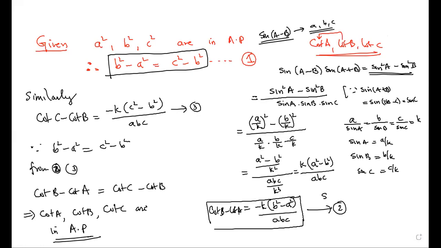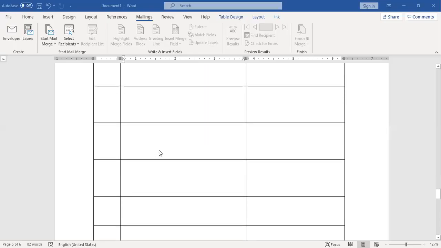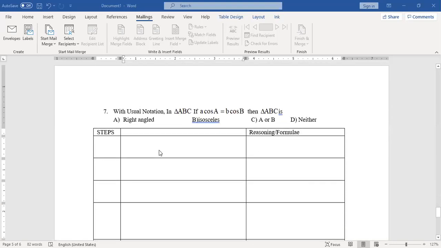Can we go to the next problem? Are you ready? Yes, sir. So write down the next problem. Question number. Yeah, write this question.